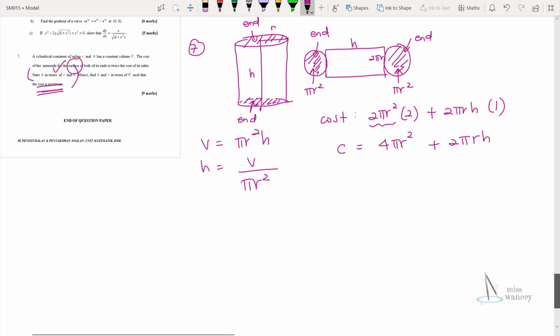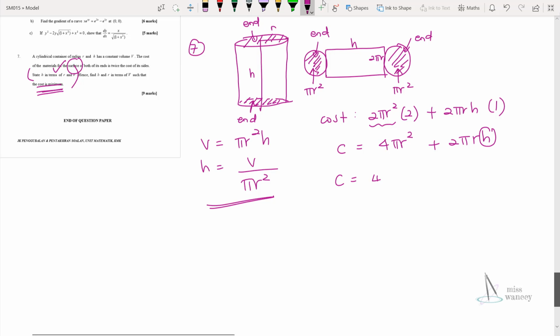So I can actually do dc over dr. But we got one problem over here because we have h. So I need to change h first. So they already asked us to change the h in terms of v and r previously. So let me do that. So let me write down c again, but now with the value of h.